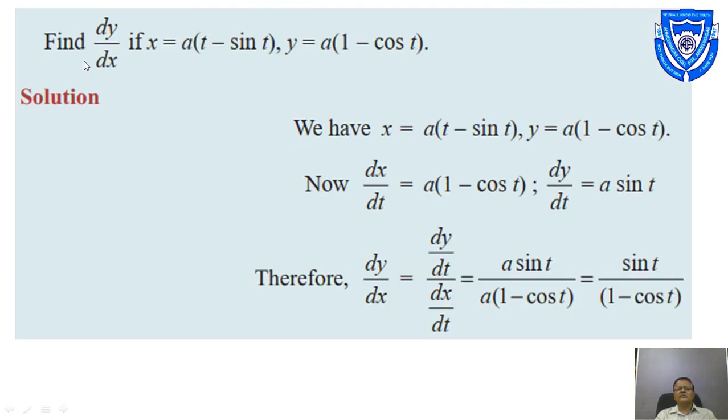This is also parametric. So in parametric, we differentiate x with respect to t, y with respect to t, and then take their ratio. Derivative of a into bracket t minus sin t: a as it is, the derivative of t is 1, the derivative of sin t is cos t. A as it is here, the derivative of 1 is 0, and the derivative of cos t is minus sin t, so minus minus plus. So these are dy by dt and dx by dt. Use this formula, simplify, and get the answer.